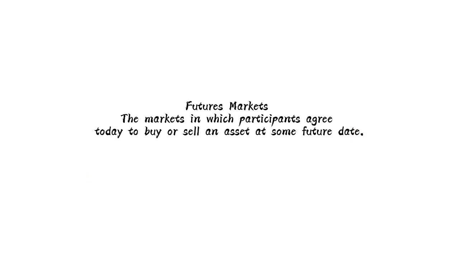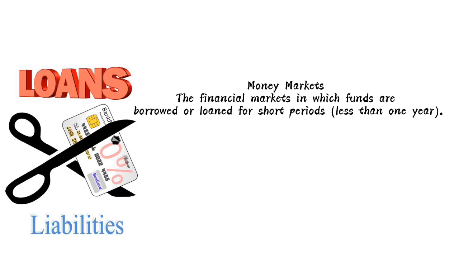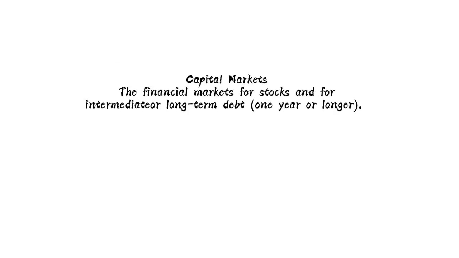Next is the money market. The financial market in which funds are borrowed or loaned for a short period, less than 1 year. Example of this is when you want to loan money for only 6 months just to buy a brand new cell phone. Money market, the financial market in which funds are borrowed or loaned for short periods. Example is the credit card, loaning to the bank for less than 1 year.